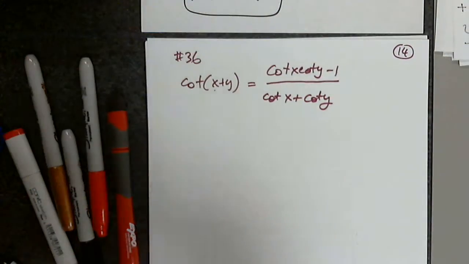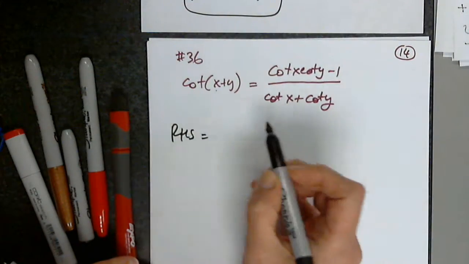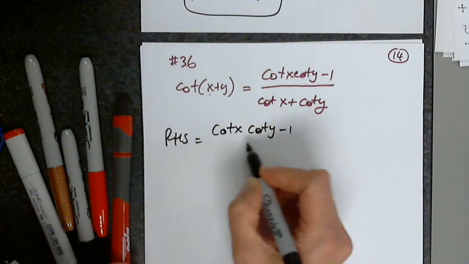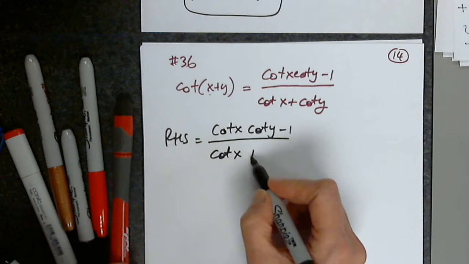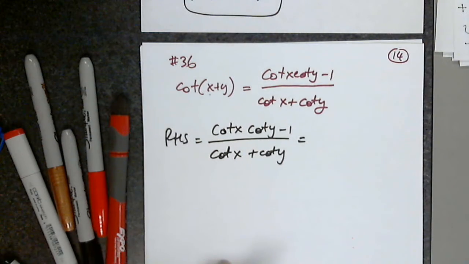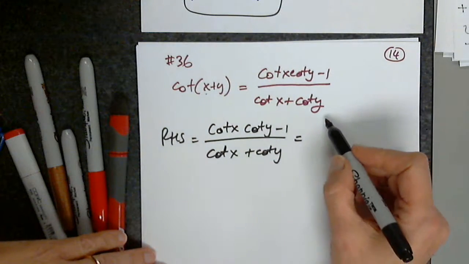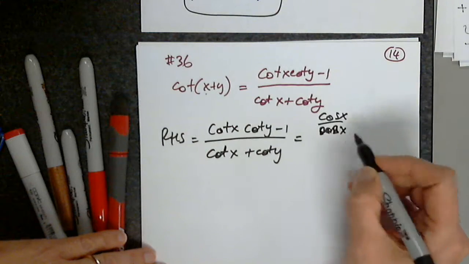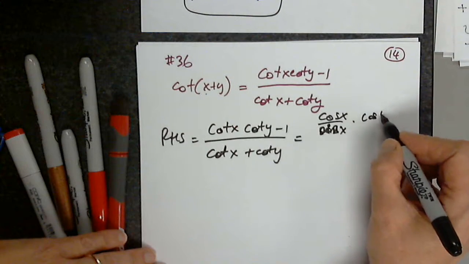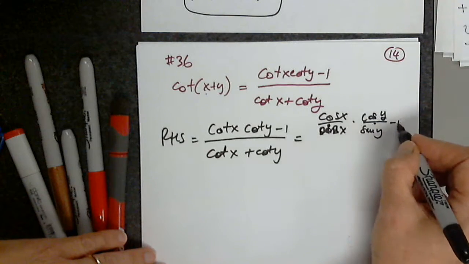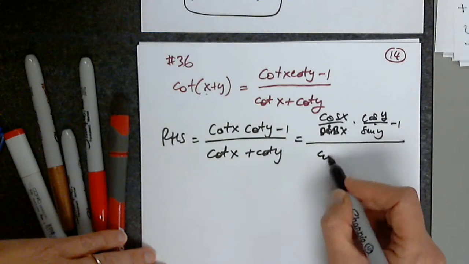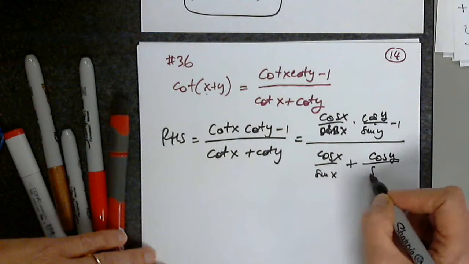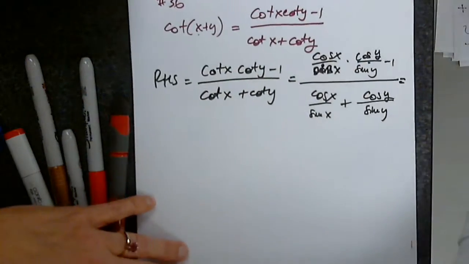So if we start with the right-hand side, perfect. Then I will change cotangent, but I prefer writing it for everyone to see first. Cotangent x plus cotangent y. So first up, I will write cosine x over sine x times cosine y over sine y minus 1 over cosine x over sine x plus cosine y over sine y. Now what?